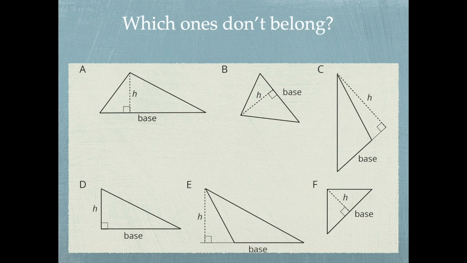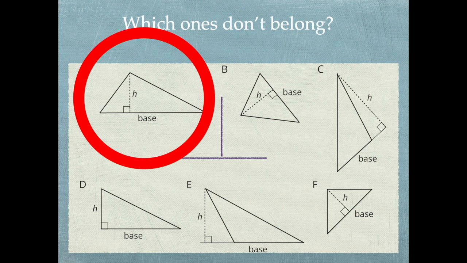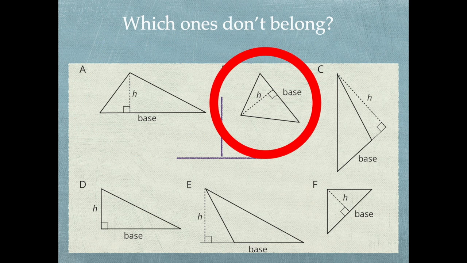I can twist and turn any shape so that it lays on the bottom, but the height is a little more tricky. Height must always be perfectly perpendicular to the base. Now look at all these triangles. Which one has a height that's not perpendicular? Look at A. The base and the height are perfectly perpendicular. Look at B. The base, if I turn it around in my mind, that height is perfectly perpendicular to it. It looks a little weird when it's sideways, and so that's why you have to imagine turning it.